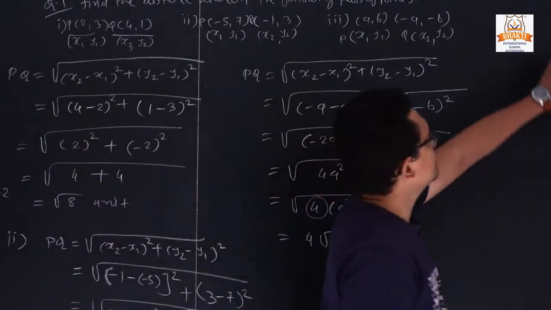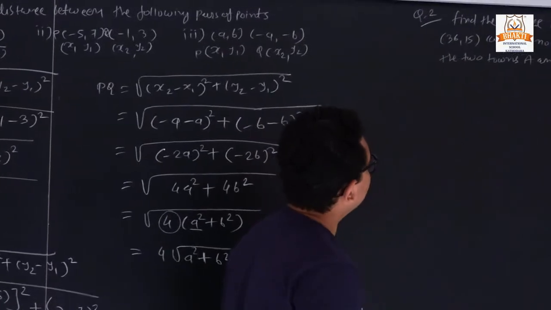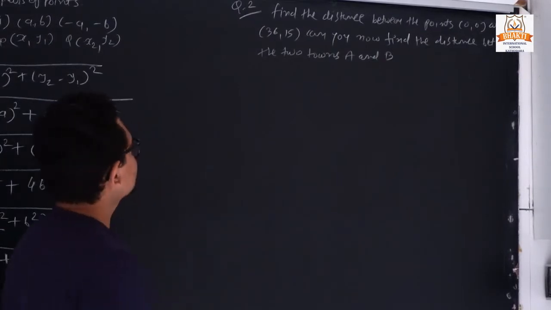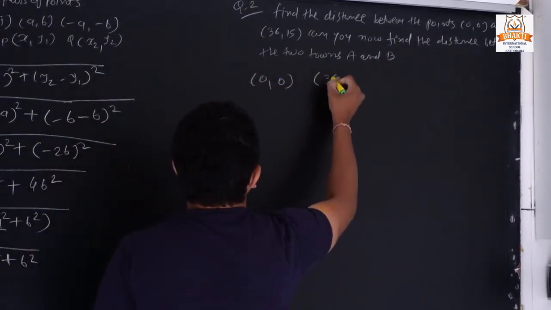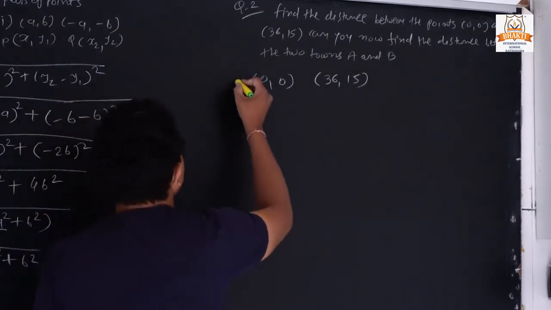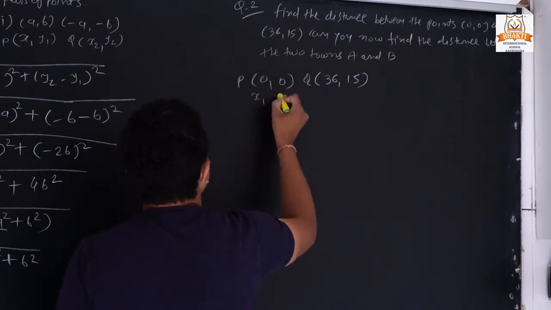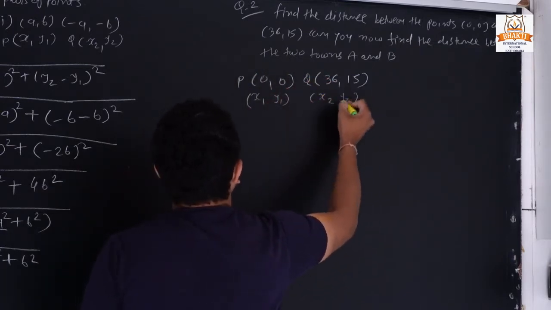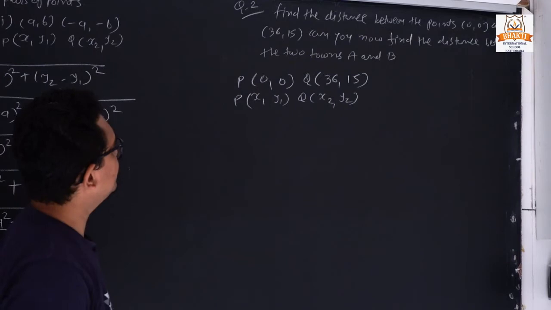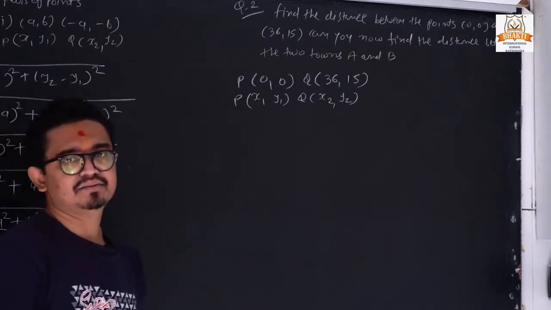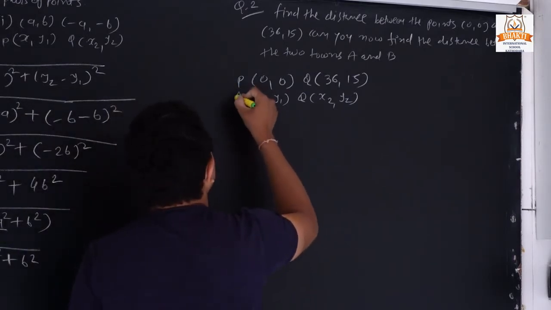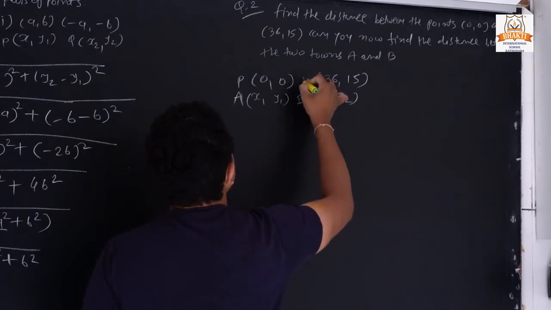Now next, question number 2. Find the distance between 2 points 0, 0 and 36, 15. So once again we have 2 points 0, 0 and 36, 15, and we want to find the distance between both of them. So here we can declare it is P and Q. So x1, y1 and it is x2, y2. Now you can find the distance between two towns A and B. So we can declare it is A and this is our B.